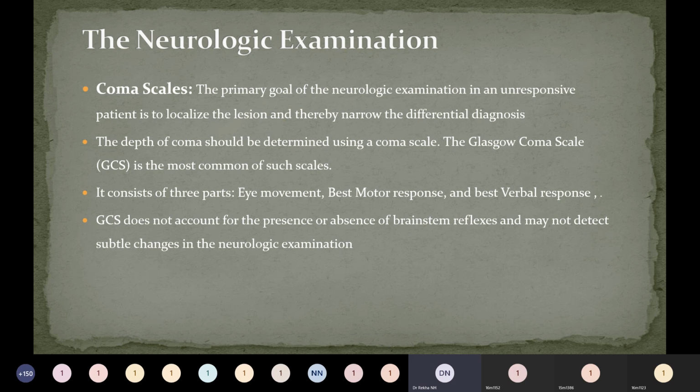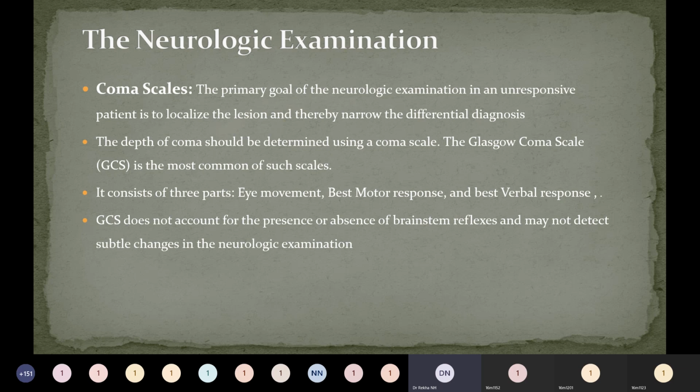So coming to the neurological examination, whenever a patient arrives with unresponsiveness, we have to assess the patient and give a grade on a coma scale. That is mainly to localize the lesion, narrow down the differential diagnosis and assess the depth of the coma. The depth of the coma is assessed by using a coma scale. We have two types of coma scale, the first being the Glasgow coma scale, the most commonly used coma scale in the ICU, at the bedside or in the emergency department.